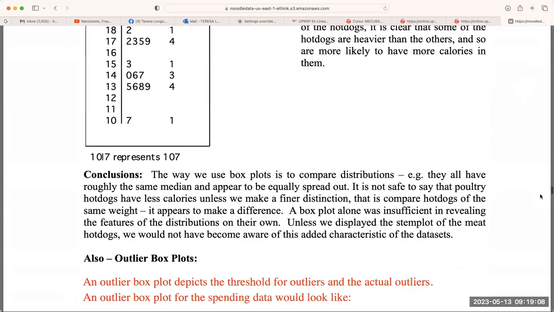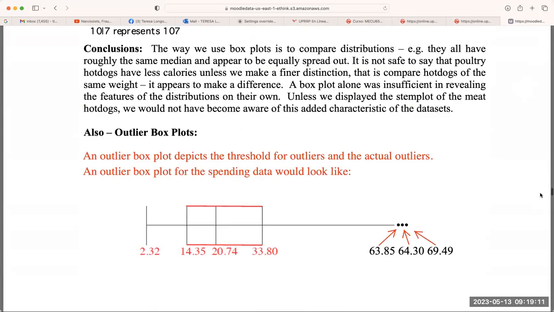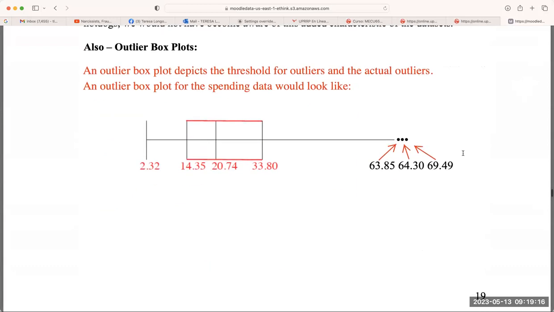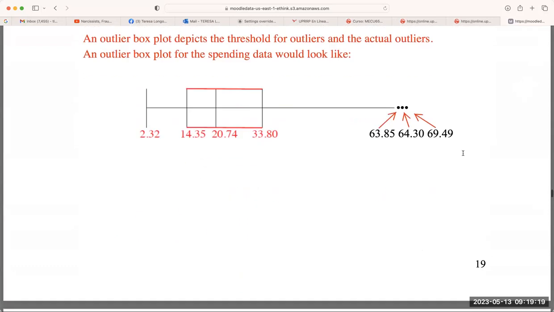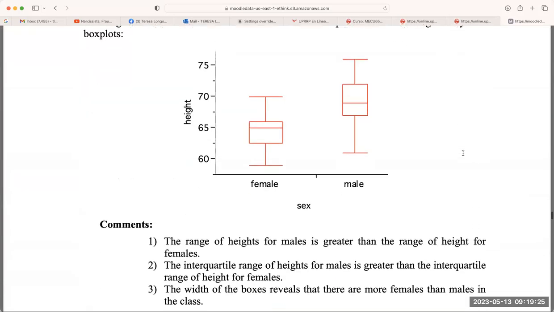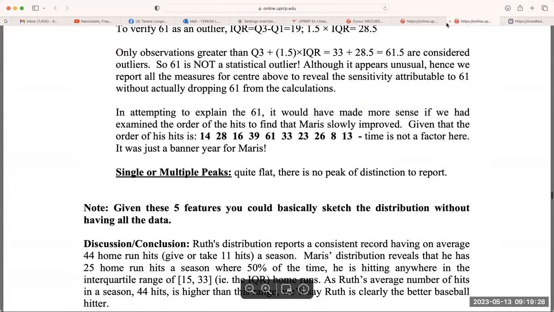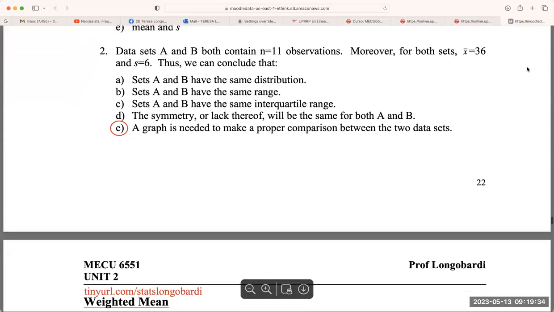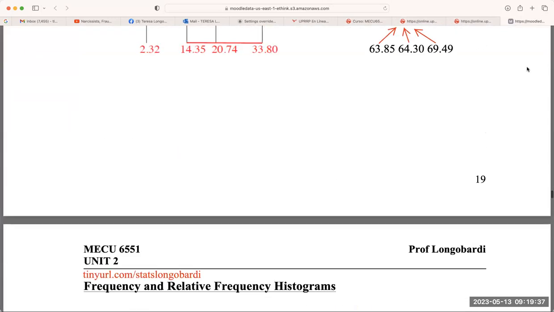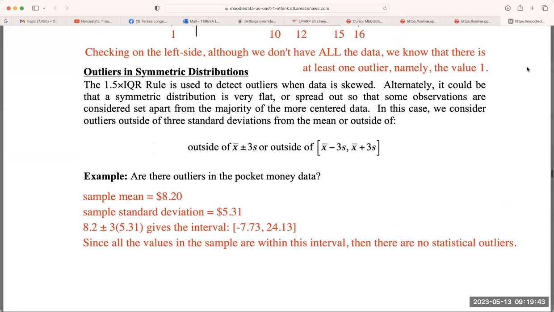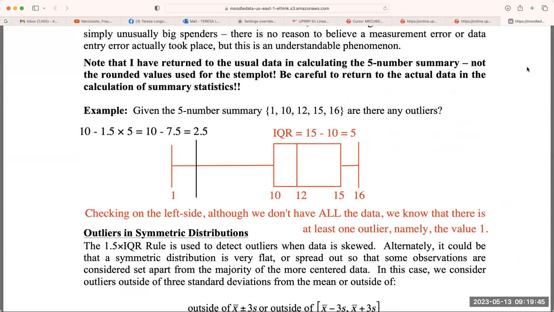So I solved that here. Actually, no, that's something else. So this is an outlier box plot. This is for Maris's data, but I want to show you with the data I just asked you to look at. What was it? Page. This is on page 17. Okay. So this is the box plot for this 5 number summary.